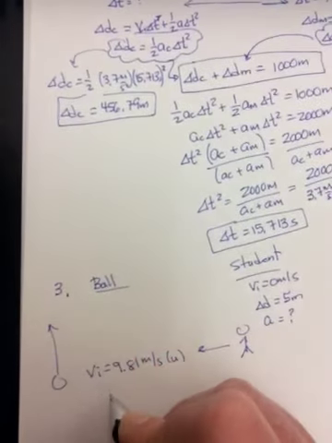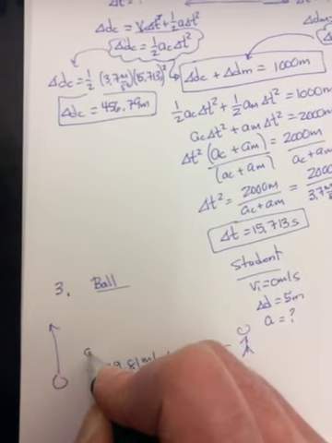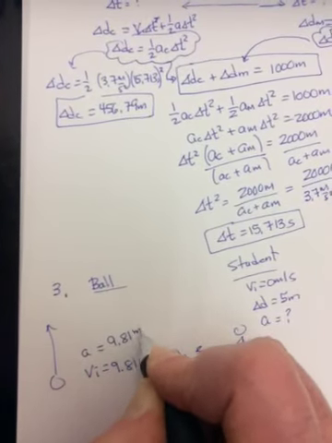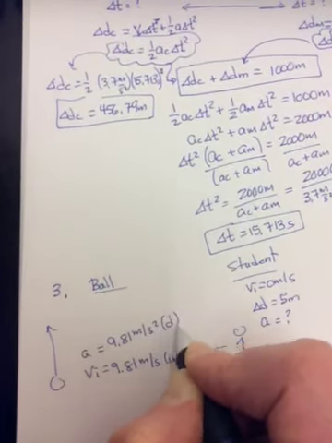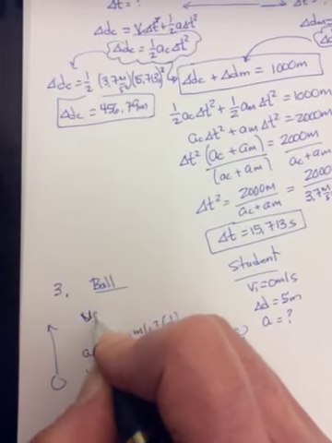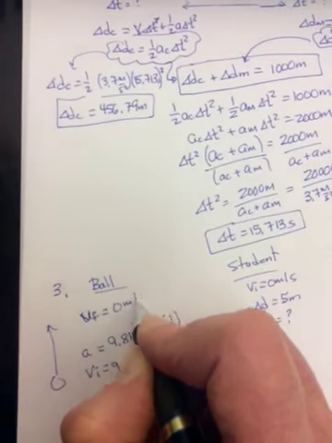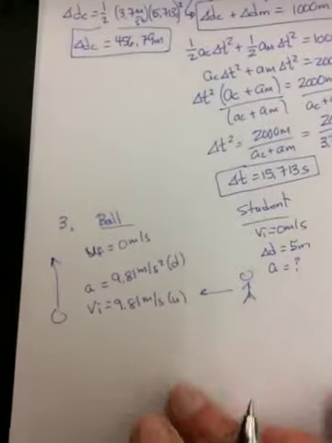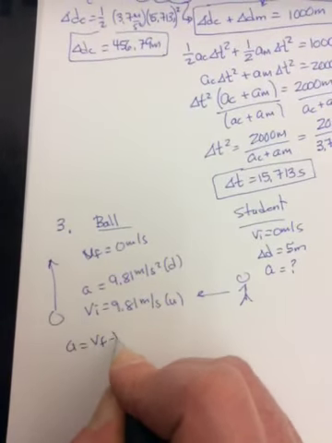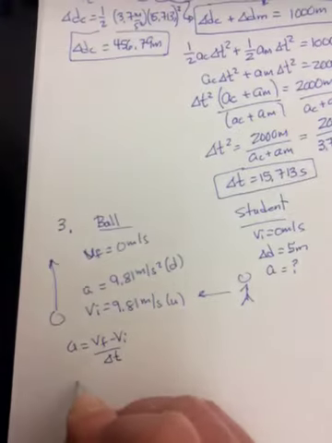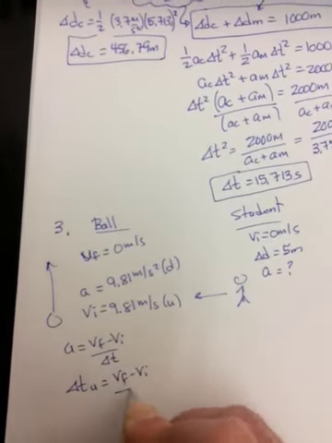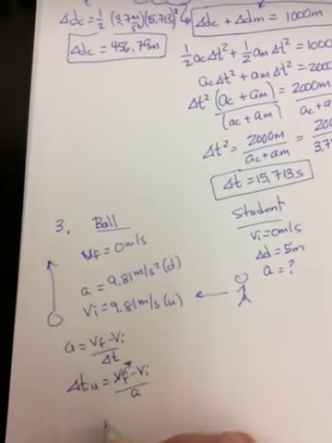What must be the student's acceleration? So we're looking for A. On this side we have VI as 9.81 meters per second up, and A is 9.81 meters per second squared down. This ball is going to go up until it stops, until VF is 0. So we can find the time it takes to go up. A is equal to VF minus VI over delta T, so delta T up will equal VF minus VI over A. And when it's up, VF is 0.